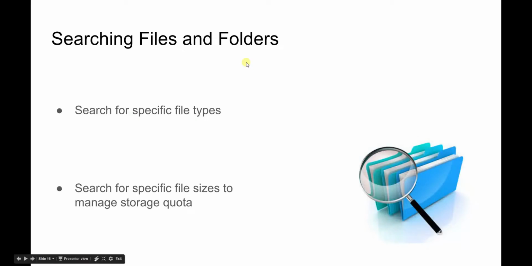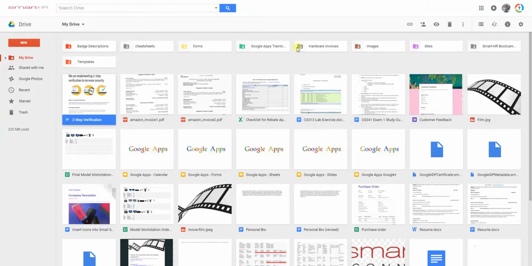Just a brief overview here. We're going to discuss searching for specific file types as well as searching for specific file sizes in order to manage that storage quota that we discussed earlier. So let's go ahead and launch my Drive app here. And right away we'll just draw our attention up to the search Drive box here at the top.